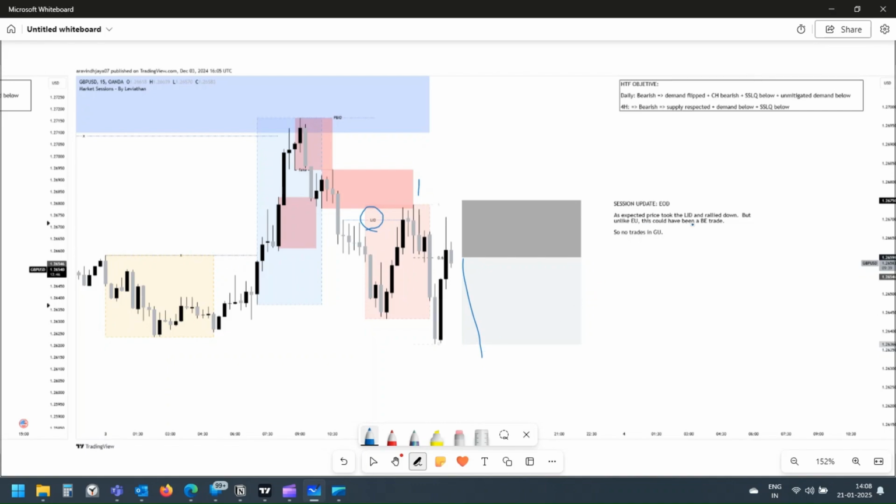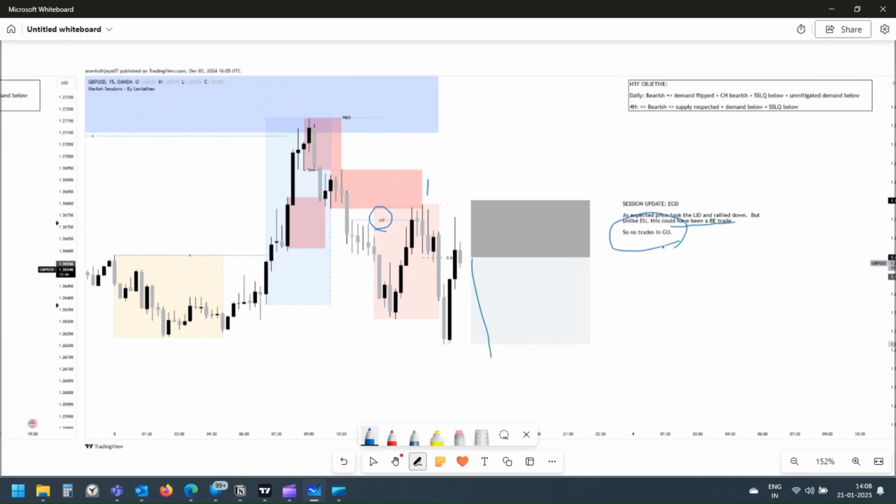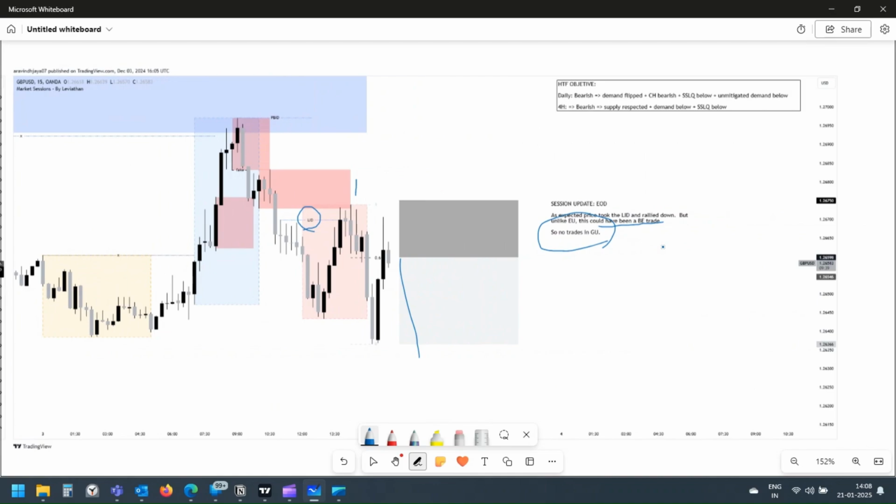So it could have been a break even trade. Anyway, it was neither a profit nor a loss in GU. But in EU, there was actually a trade which became a break even. So that's what is more upsetting me. It is what it is. Sometimes I need to learn from my own mistakes.